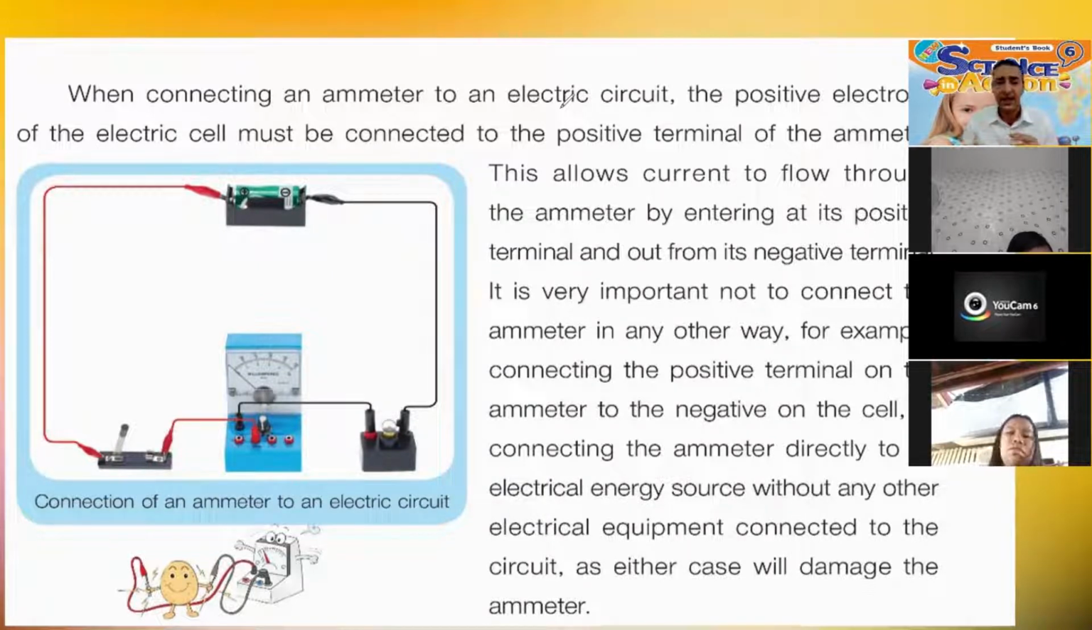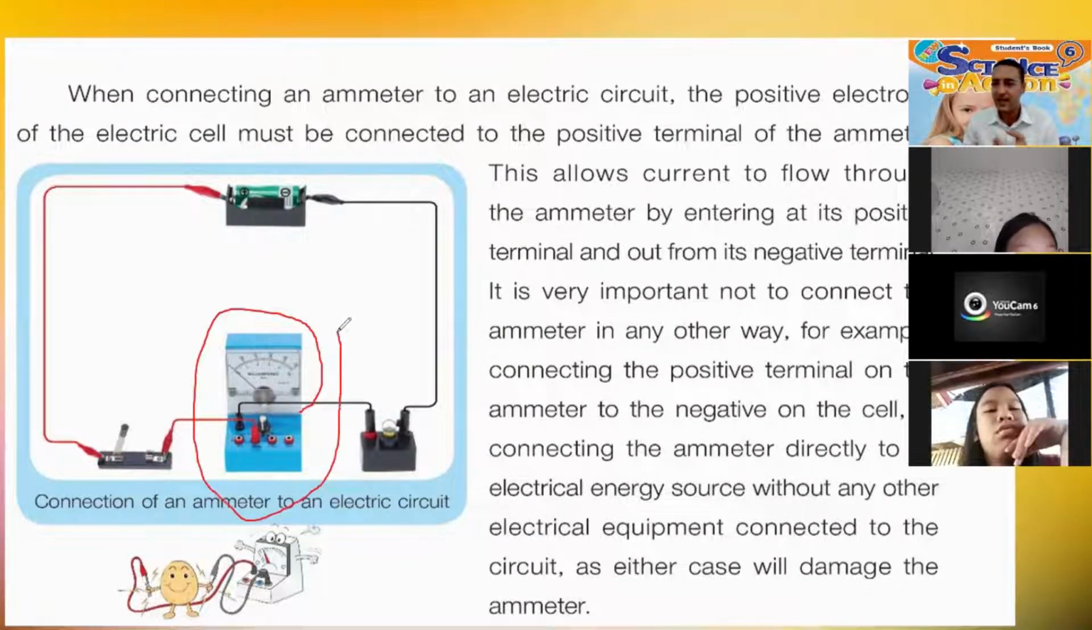If you do so, the electric current will circulate. But if you connect the electrode to the negative terminal of the meter, what will happen? The meter will get damaged. It won't work. All right, students, do you understand how you have to connect the ammeter to an electric circuit?